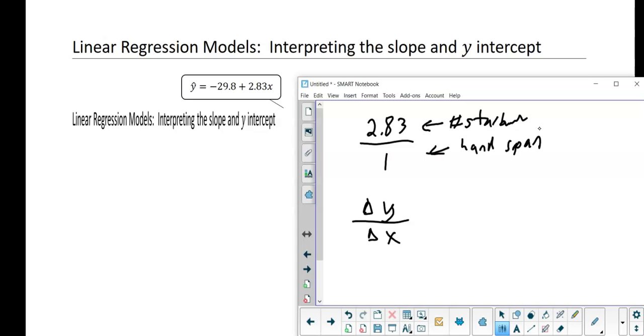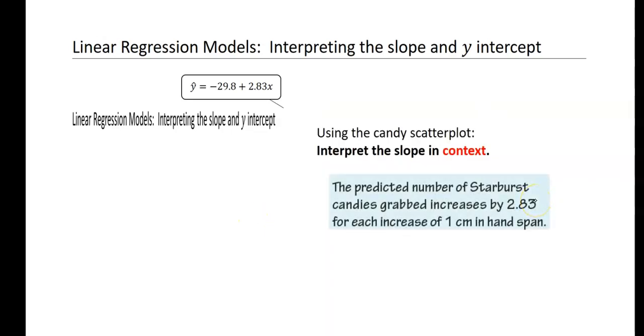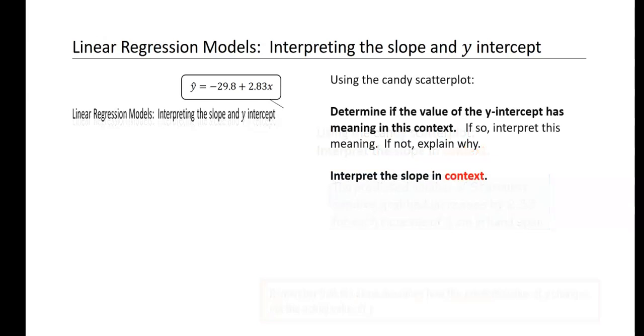So what I'd look at is, say something like every time the x variable, every time handspan is increased by 1 centimeter, because it's positive, we predict that the number of Starbursts would increase by 2.83 Starbursts. See what they wrote. So they might have written it differently. They started with the predicted number of Starbursts grabbed increases by 2.83 for each 1 centimeter increase in the handspan. Don't forget the predicted word there, right?